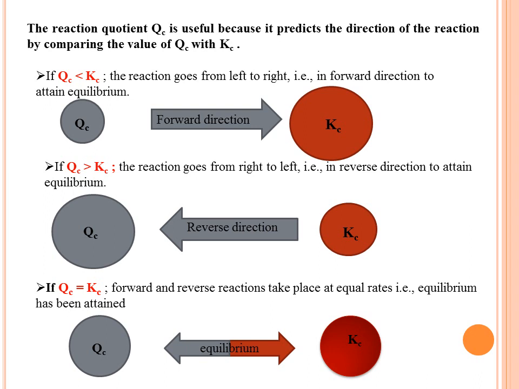And a very easy case, when the value of Qc, the quotient value, is equal to the equilibrium constant. What do you think? What happens? At this stage, the reaction is in equilibrium. The reaction is taking place at equal rates.